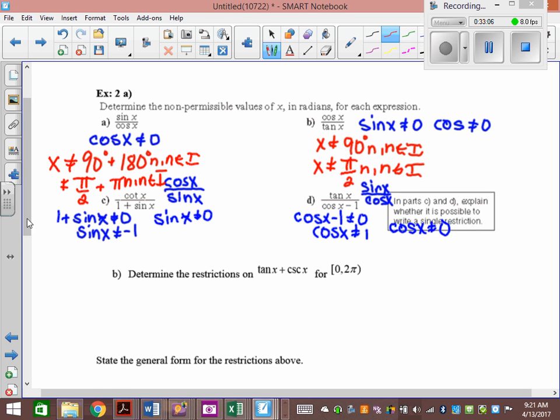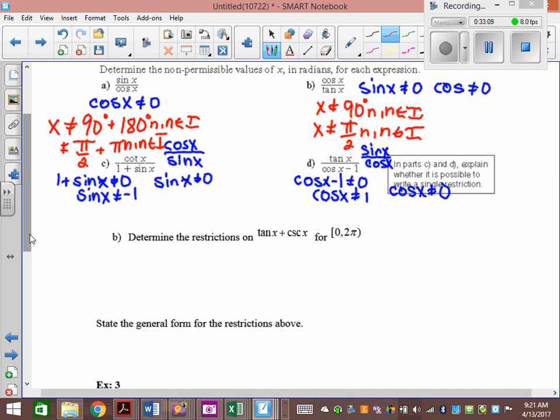Okay. Sine x equals -1. Where does y equal -1? In the third and fourth quadrant. 270, which is 3 pi over 2, and then every 360 or 2 pi, right? So x can't equal 270 degrees plus 360 degrees n, n an integer. Or in radians, x can't equal 3 pi over 2 plus 2 pi n, n an integer.